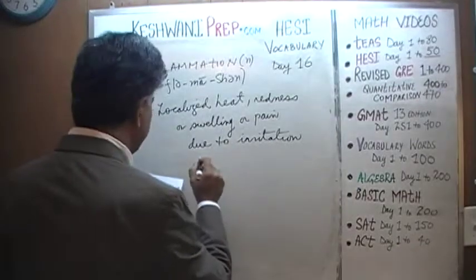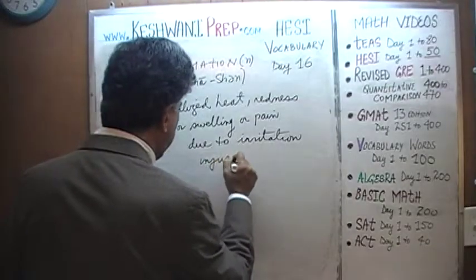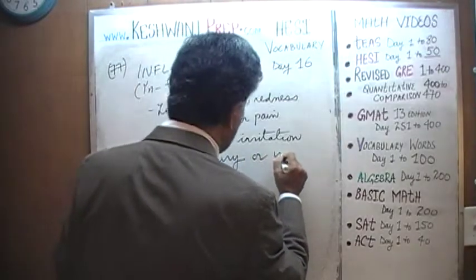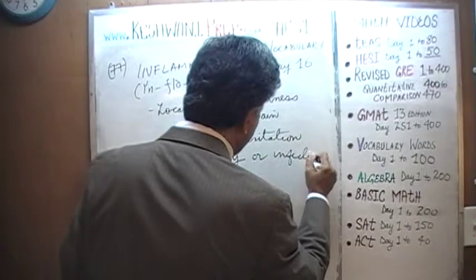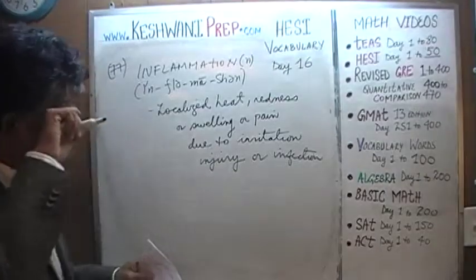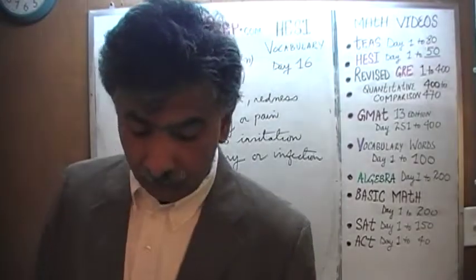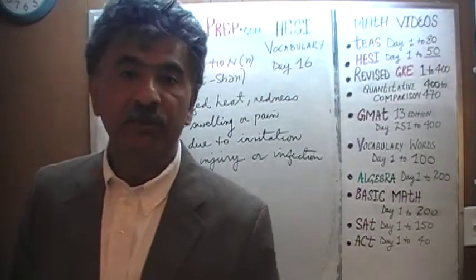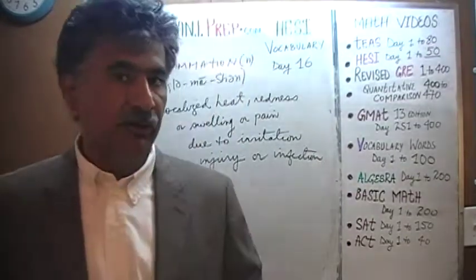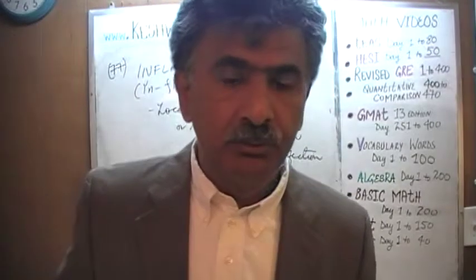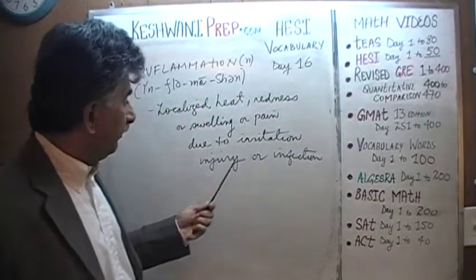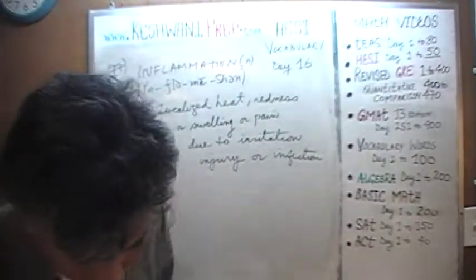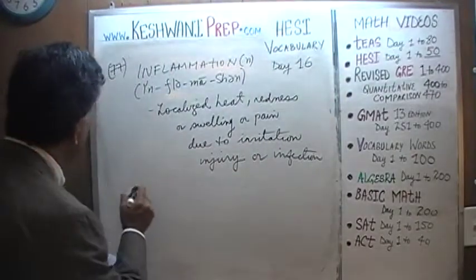Due to irritation, injury, or infection. It could be any of those reasons. You might feel a swelling, you might feel redness, or you might have a sense of heat. It's localized and it is usually due to irritation or injury or infection. And the word is inflammation. Let's move on. The next word we have is number 78.